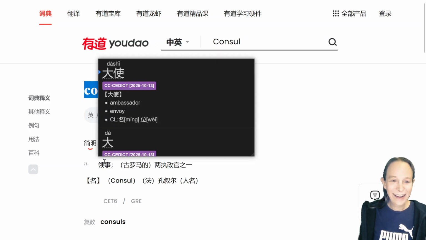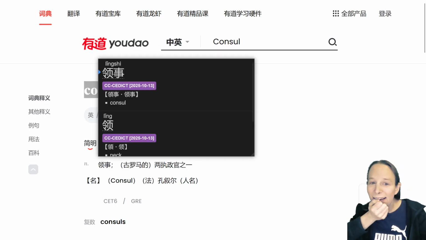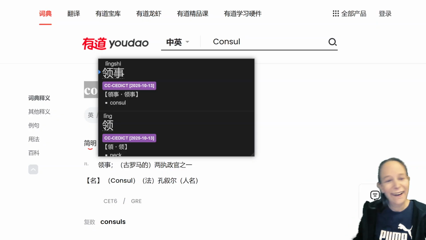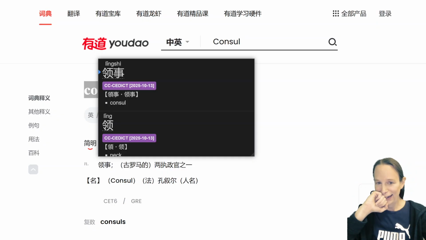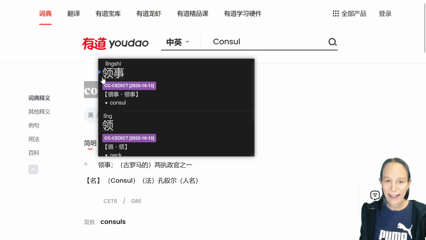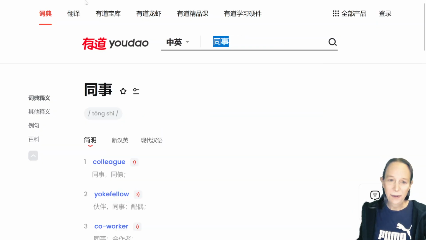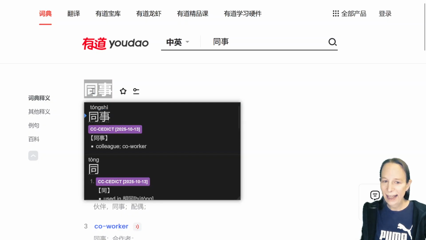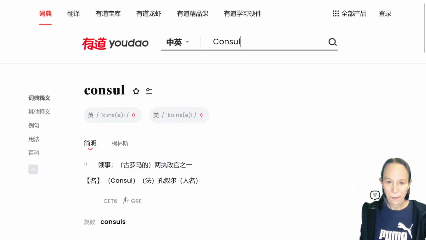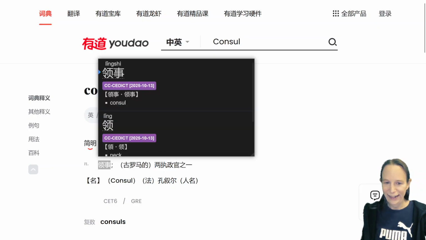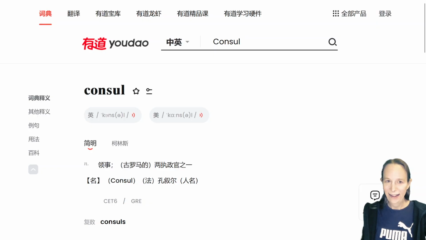Consul. It is 领事. Why is it 领事? Okay, makes sense. I guess it's lead matters, lead affairs. So you've got 同事, this one, and this is same matters, same affair, which is colleague. So 领事 is consul.